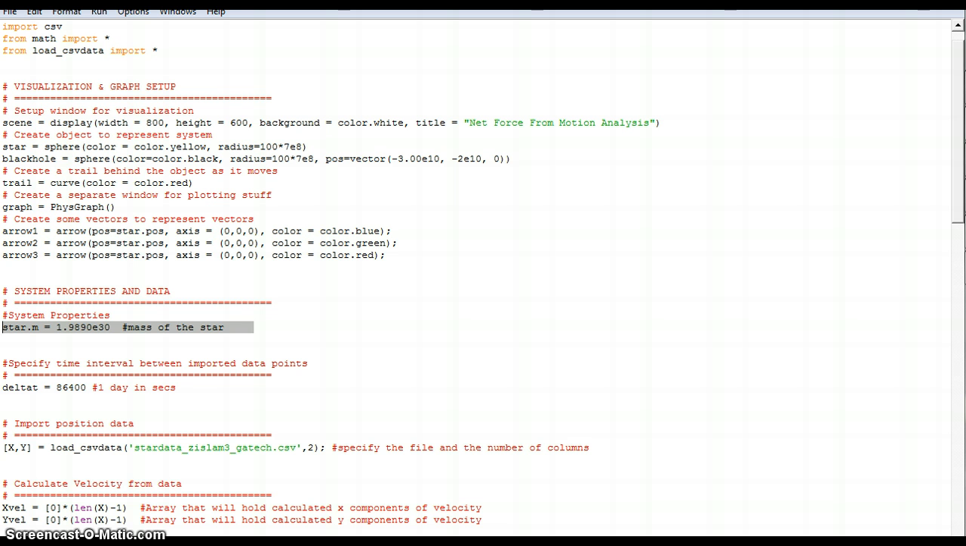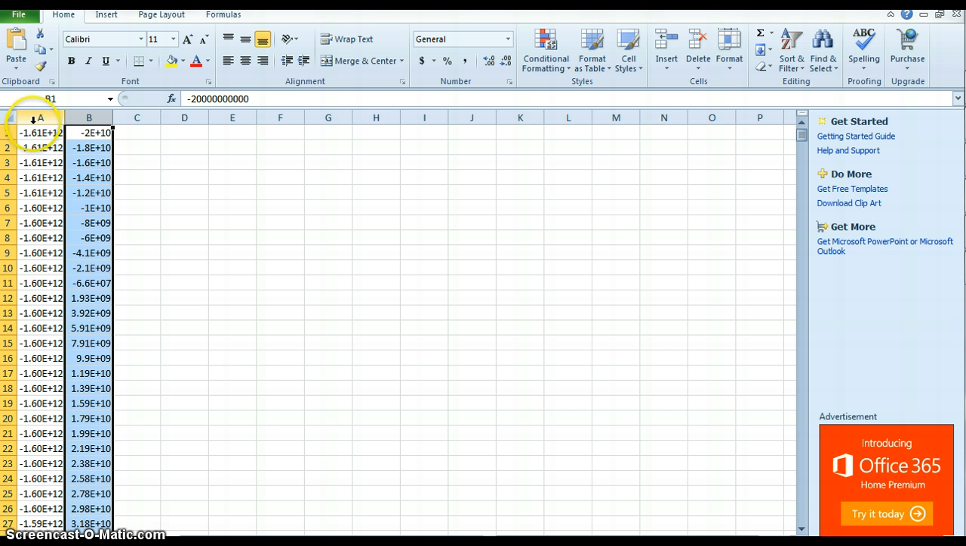So the code I used for this lab is right here. I highlighted the mass of the star that I was given, and the delta T is 86,400, which is the number of seconds in one day. And then the X and Y positions that were given to me are imported from this Excel file right here. Everything in the A column that I highlighted is the X position, and everything in the B column is the Y position.